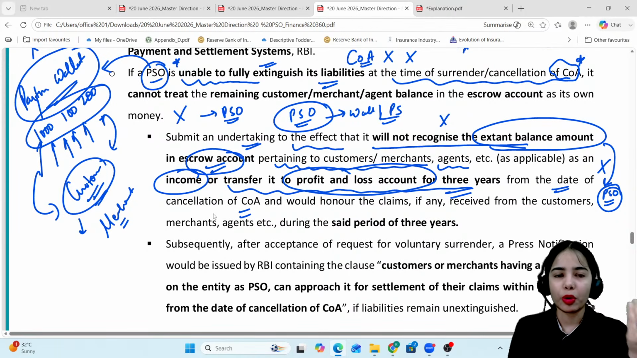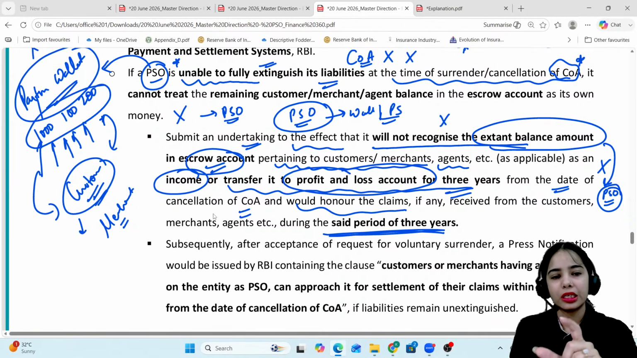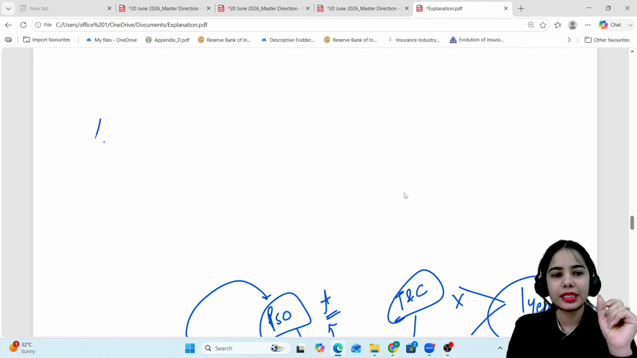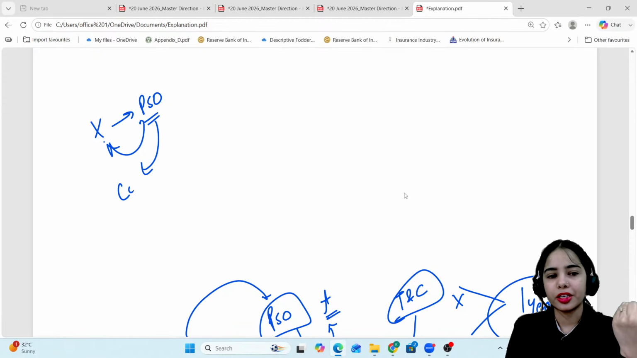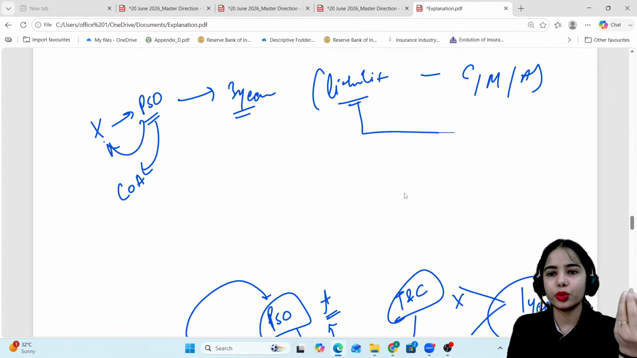And the payment system operator would honor the claims from the customers, the merchants, the agents for the period of 3 years. So this is the idea, that if the payment system operator's authorization has been cancelled, or the payment system operator has surrendered the certificate of authorization, then for 3 years, whatever liability it has, that is the money of the customers, the merchants or the agents that the payment system operator has the liability to return, right?